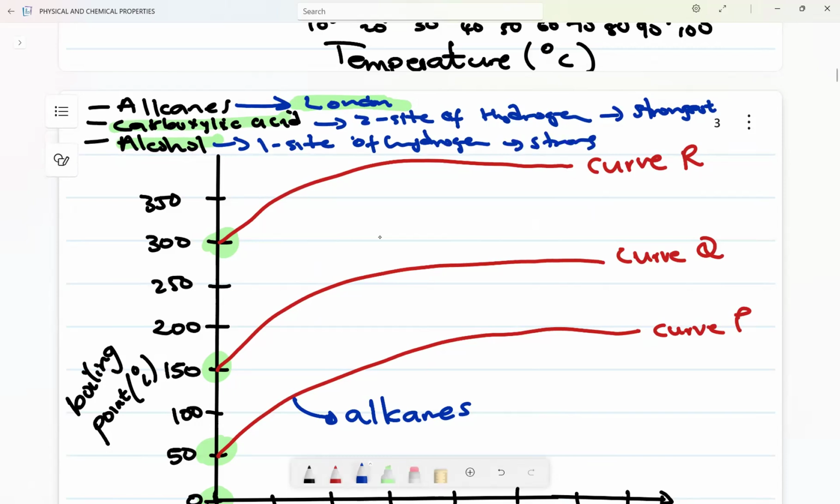The one with the strongest will be the one with the highest boiling point. Which one is that? Is Kev R. So it means now Kev R should be what? Kev R should be carboxylic acid. Why? Because now, can you see it has the strongest intermolecular forces as compared to the alkane as well as the alcohol. Then this one is the alcohol, like that.